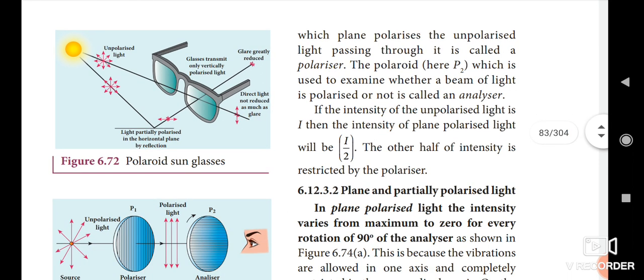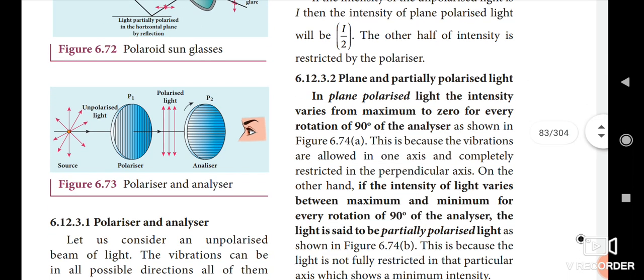Next we see about plane and partially polarized light. What is plane polarized light and what is partially polarized light? In plane polarized light, the intensity varies from maximum to 0 for every rotation of 90 degrees of the analyzer. When the analyzer rotates every 90 degrees, it goes from maximum to 0, then again maximum to 0. Like that the plane polarized intensity varies. This is because the vibrations are allowed in one axis and completely restricted in the perpendicular axis.